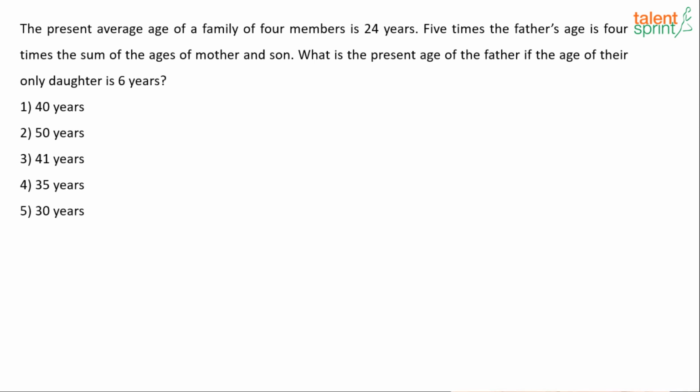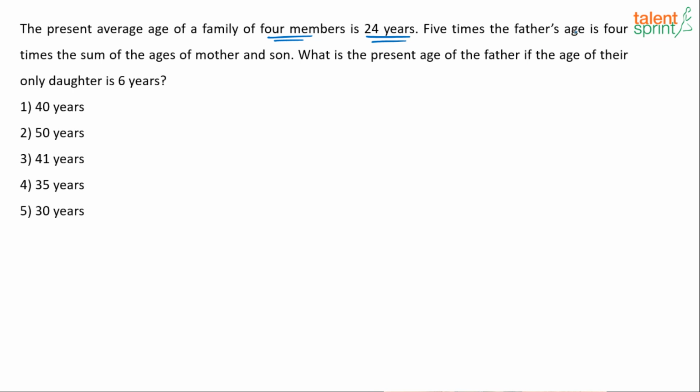What does it say? The present average age of a family of 4 members is 24 years. So there are 4 members, average age is 24. Immediately something should ring in your mind. What is that? Total is 96. You don't have to write it on paper, but you know 4 and 24 meaning total will be 96 years. May or may not be required, but we'll see.